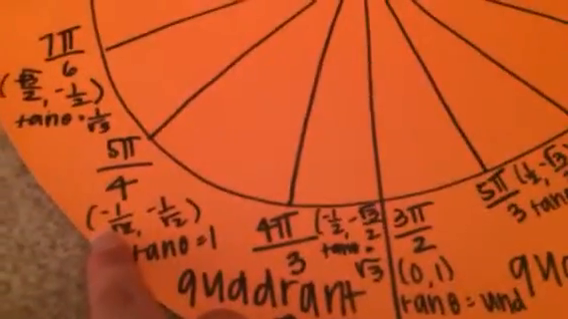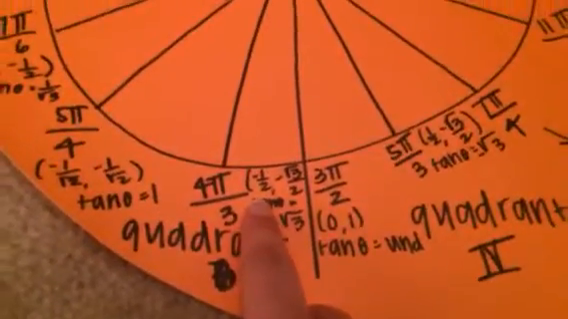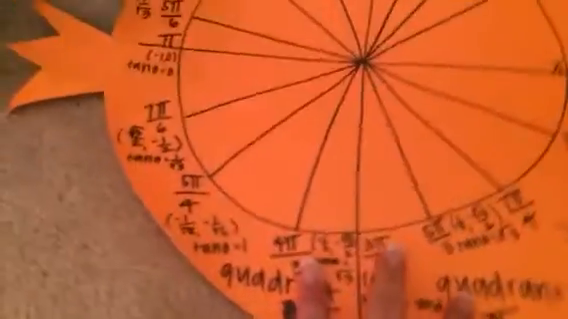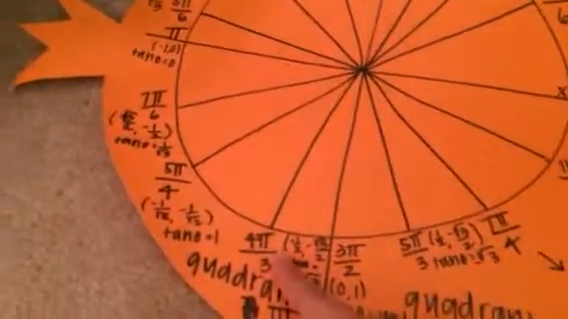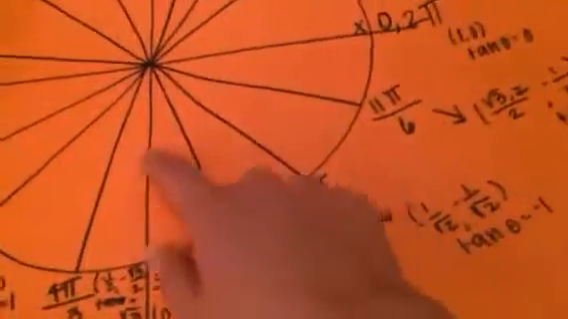And then negative 1 over the square root of 2, negative 1 over the square root of 2. And negative 1/2, comma negative square root of 3 over 2. So basically, that's that side. Then the pattern repeats itself from quadrant 3 and quadrant 4, except in quadrant 4, only your y is negative and your x is positive.